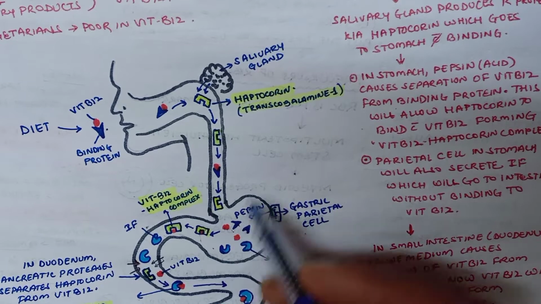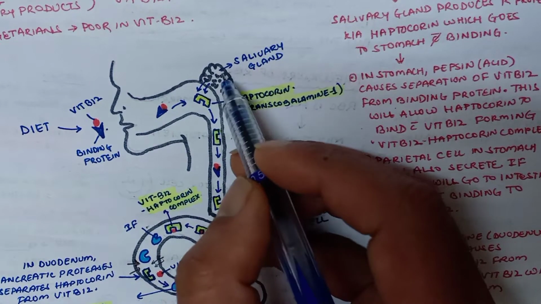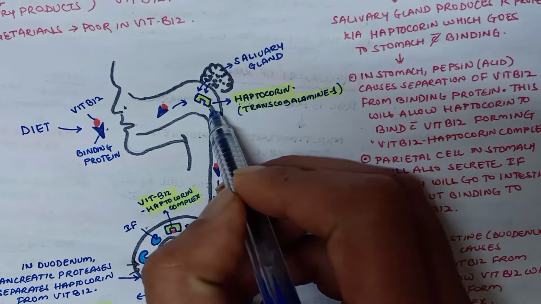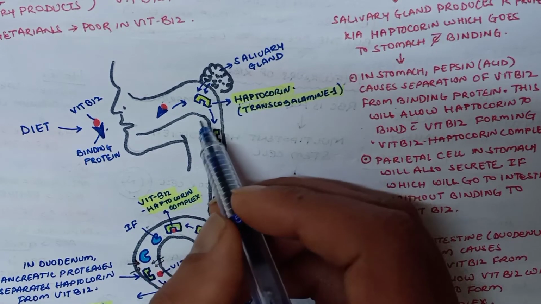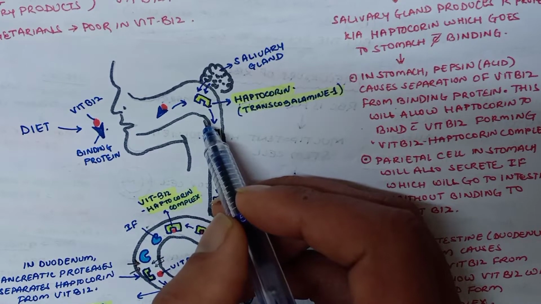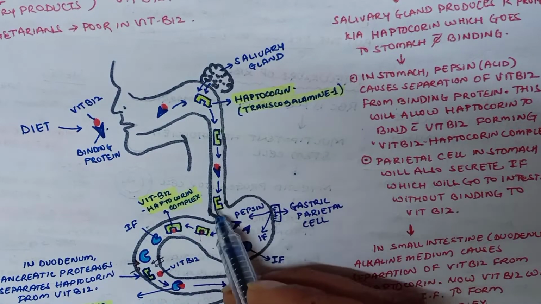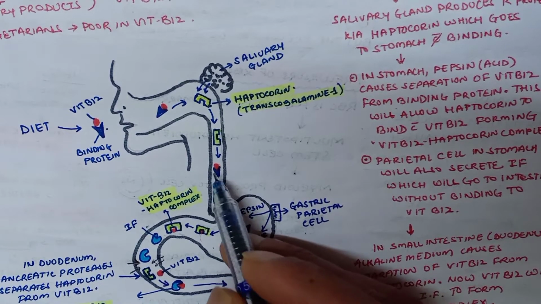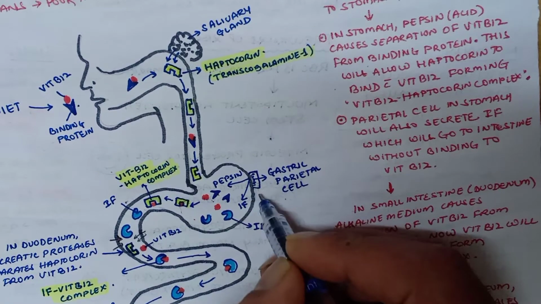In the meanwhile, the salivary gland produces R protein, which is known as haptocorrin. This haptocorrin is also known as transcobalamin 1. This haptocorrin travels to the stomach without binding to vitamin B12. Now in the stomach there are gastric parietal cells.